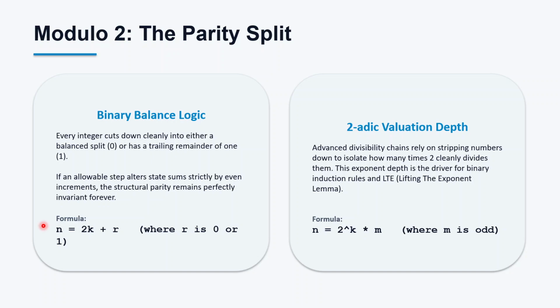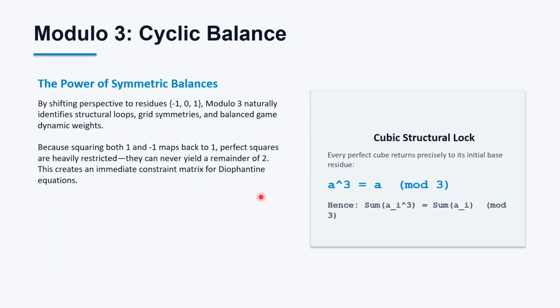Now, this was for conceptual exams where they might ask you about the formulas. So for modulo 2, we have this formula n equals 2k plus r, where r is 0 or 1, and here n equals 2 power k into m, where m is odd. These are just formulas, you don't have to understand them. If you know the logic that I taught you before, then you're good to go with all modular arithmetic questions.